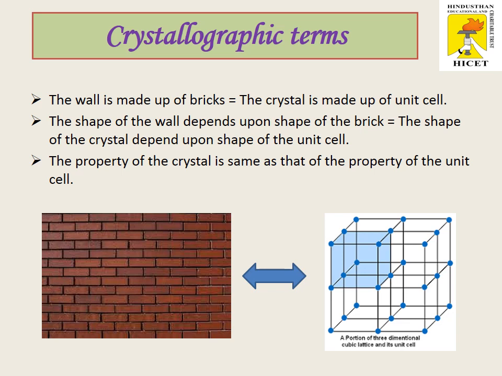A wall is made up of bricks, we all know. Likewise, a crystal is made up of unit cells. The shape of the wall depends upon the shape of the brick. Like that, the shape of the crystal depends upon the shape of the unit cell. The property of the crystal is the same as the property of the unit cell. I think you have got enough explanation regarding the unit cell.